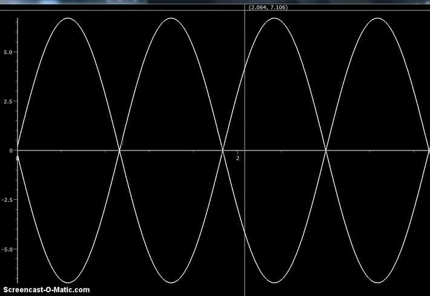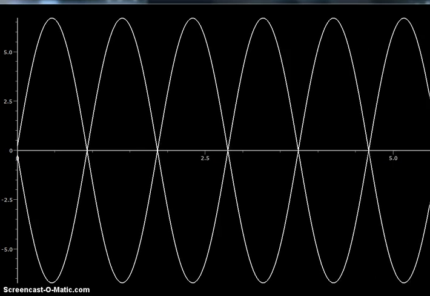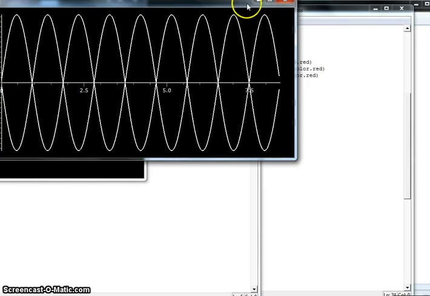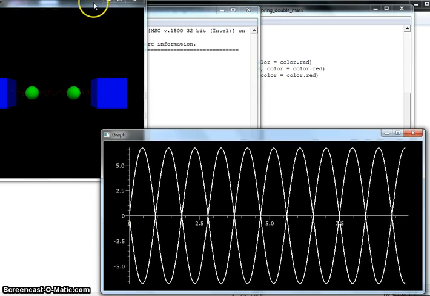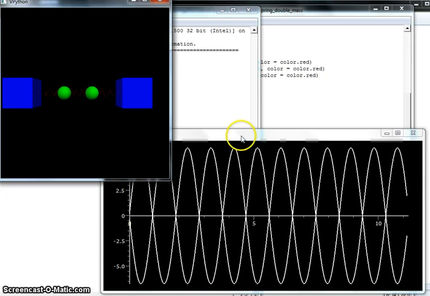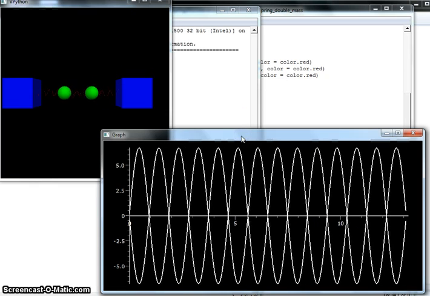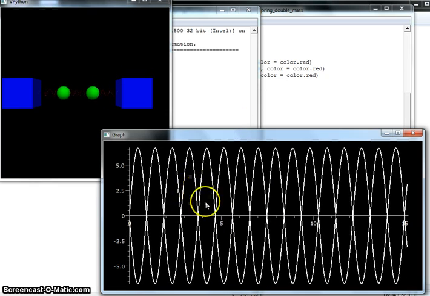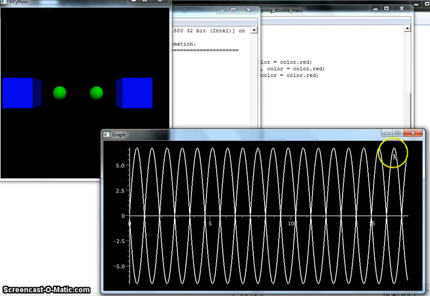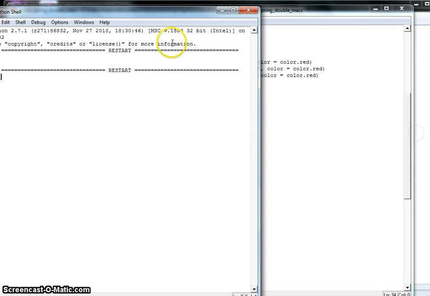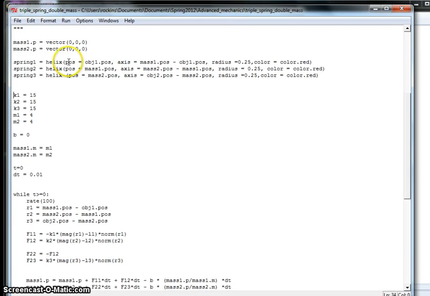Oh, it seems I have kept it for the second normal mode. This is the second normal mode, and as you can see, they are out of phase. This is the graph of x1(t) and x2(t), and let me show you the first normal mode.